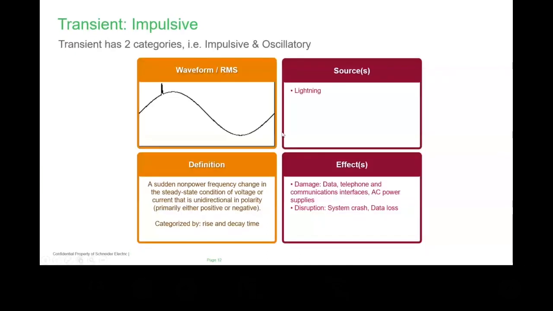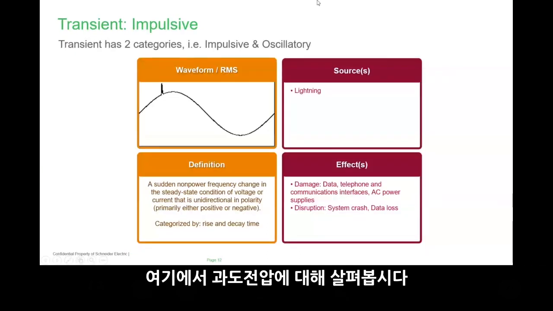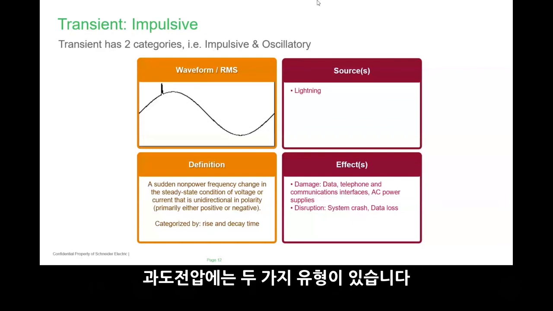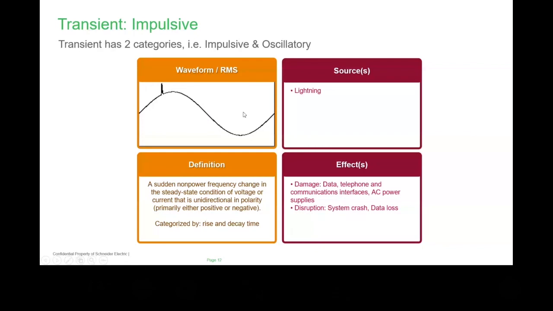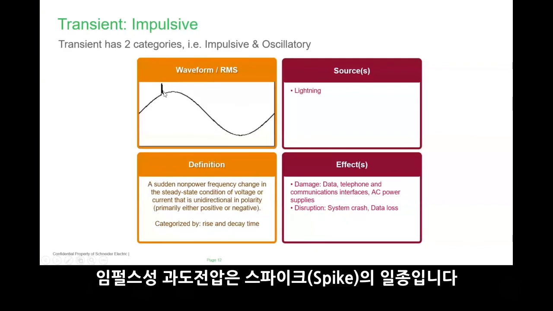Transient. Let's take a look at the transient. The transient itself has two types: one is impulsive, one is oscillatory. Let's take a look at impulsive. Impulsive is one spike over here.